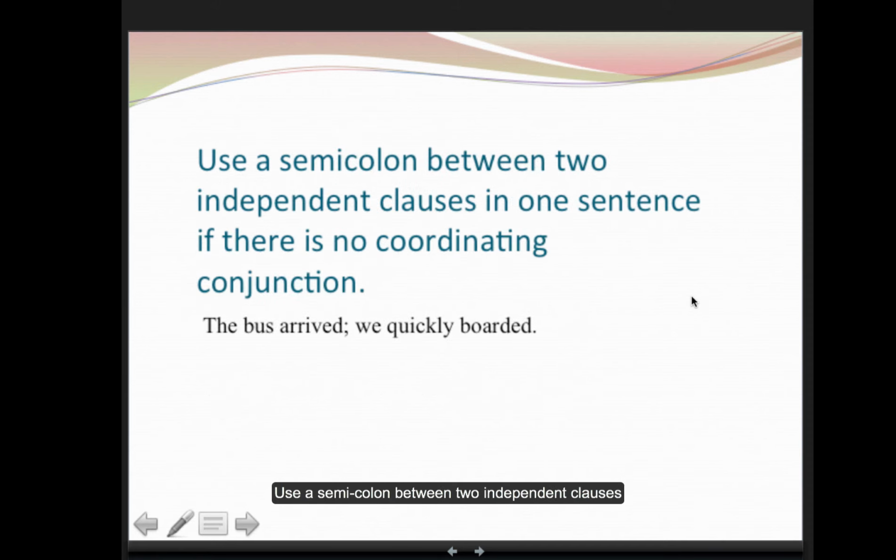Use a semicolon between two independent clauses in one sentence if there's no coordinating conjunction. So no fanboys, and you can use a semicolon. If there's a fanboy in the room, you may not use a semicolon. You may only use a comma.